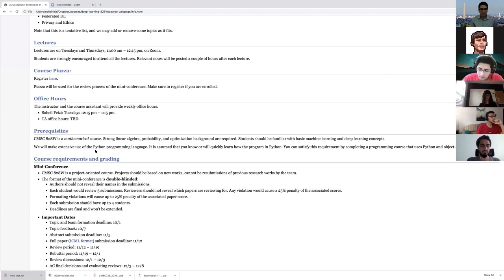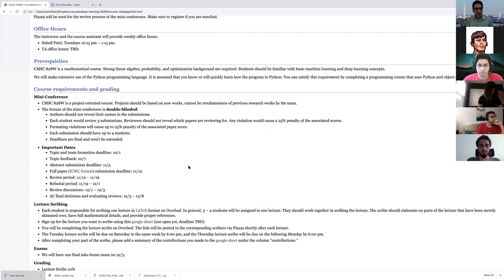So the course is going to be heavily project-oriented. We are going to have a mini conference in this course. So how does it work? Students are going to form groups, and similar to some other machine learning conferences, we'll have a double blind submission and review process. So basically, each student also will act as a reviewer.